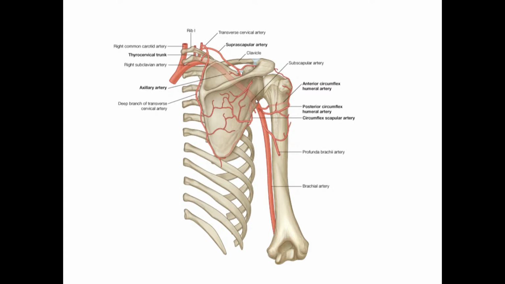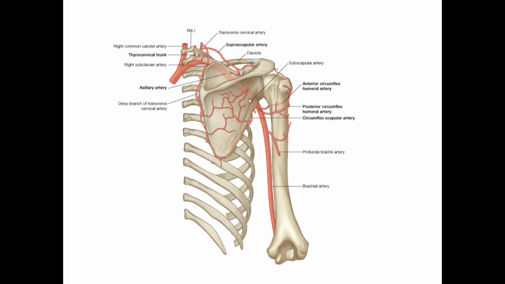So before going on to discuss the veins, let's sum up what we've studied in this part. We have the scapular supply. It consists of the subscapular artery, anterior and posterior circumflex humeral arteries, and the circumflex scapular artery, right? The suprascapular artery is a branch of the thyrocervical trunk, which comes from the right subclavian artery, right? Then from the right subclavian artery, it continues and becomes the axillary artery.